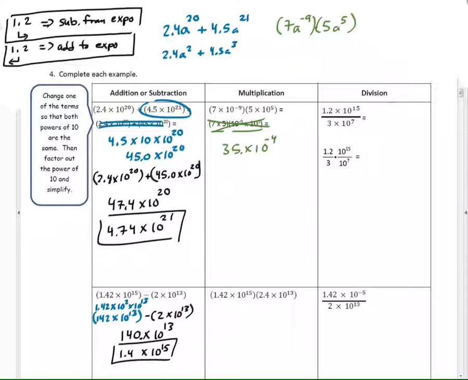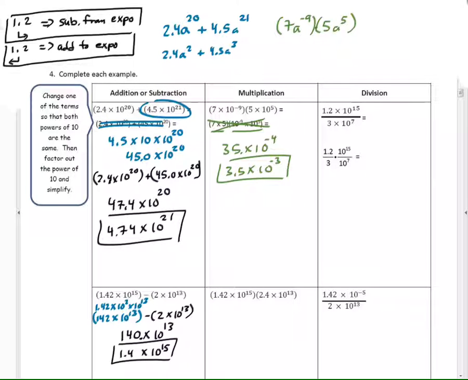Now I want that decimal to be after the 3. So how does that change my exponent? If I move the decimal to the left, inside of scientific notation, you add. So you add 1 to negative 4, and you get negative 3. You like it? Here, try this one down here.